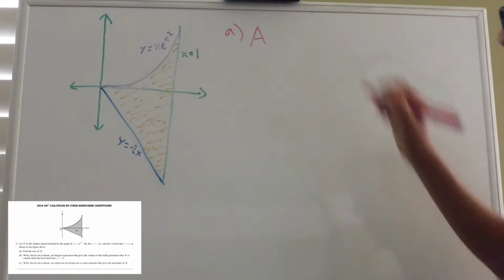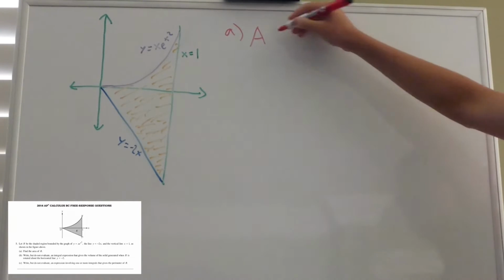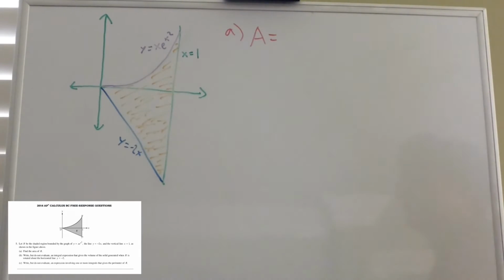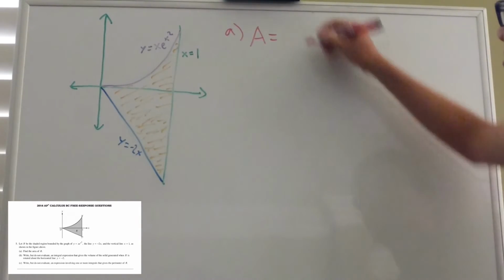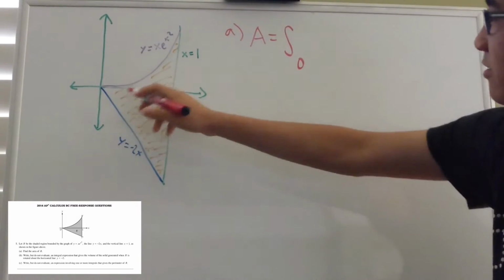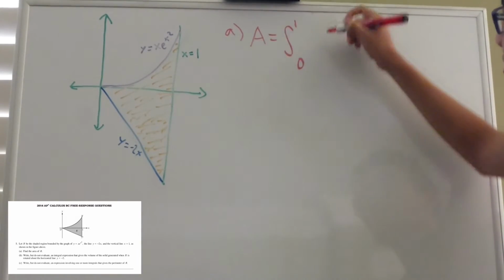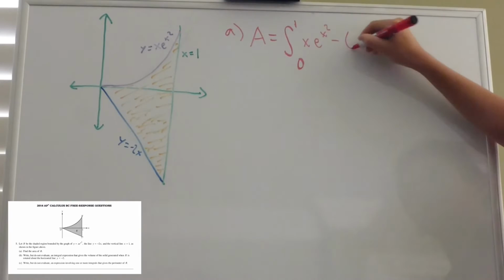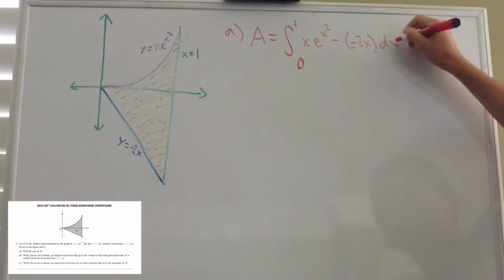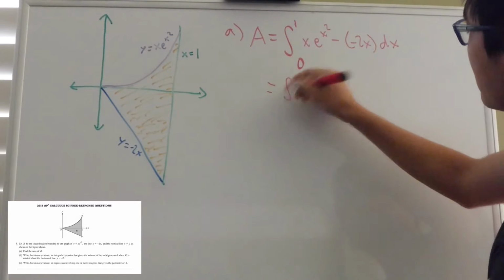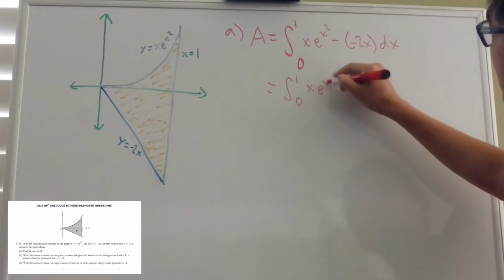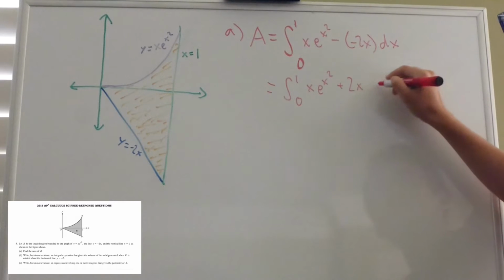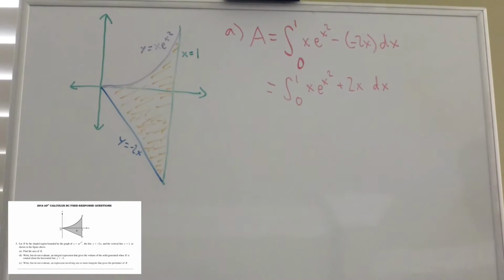So we're going to let the area be denoted by capital A. We know that the upper graph is y equals x e to the x squared as shown in the diagram, and the lower graph is y equals negative 2x. So this area is just going to be the integral from 0 to our endpoint, which is 1, of the upper graph minus the lower graph, dx. So if we simplify this, we get that. So now we need to compute this integral.